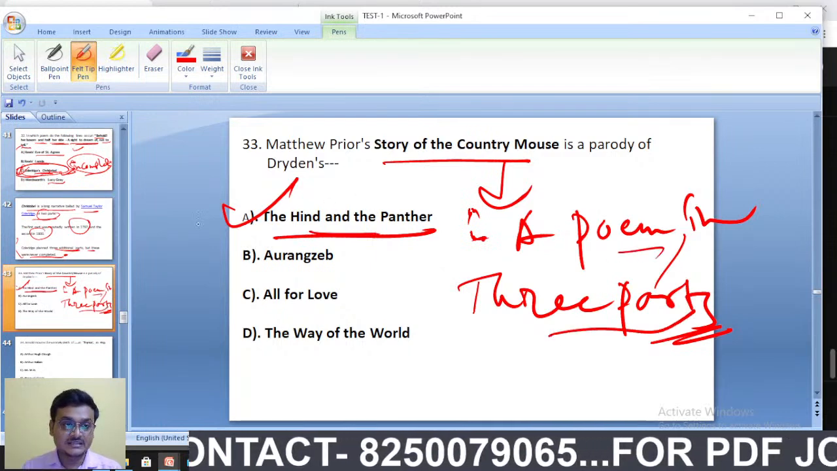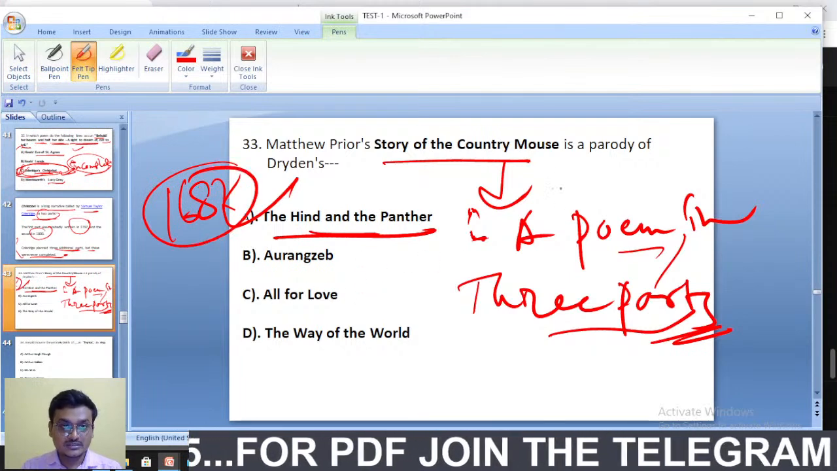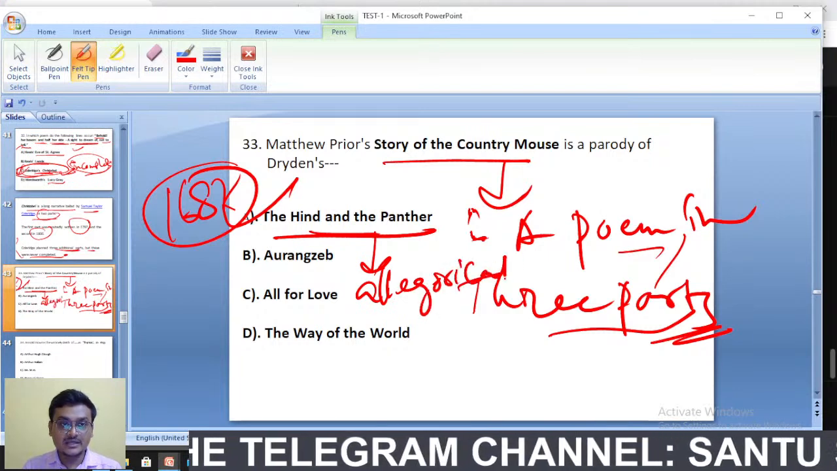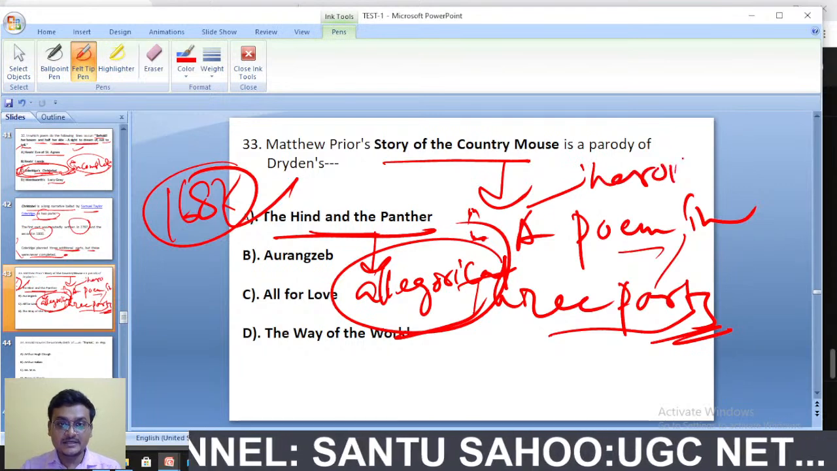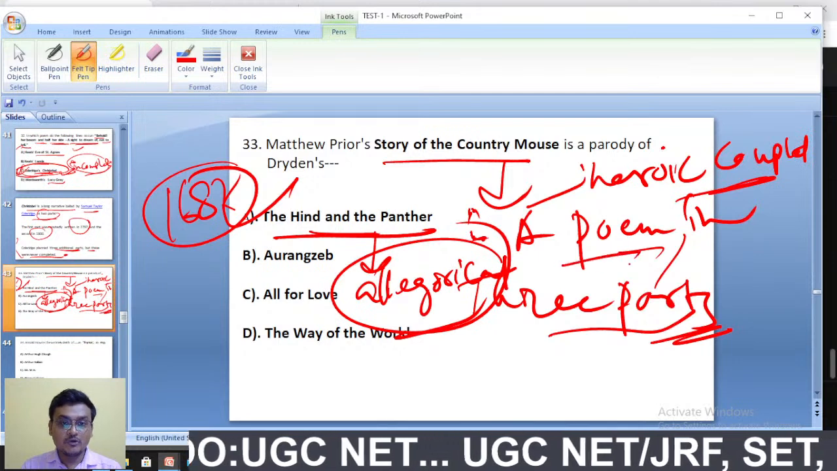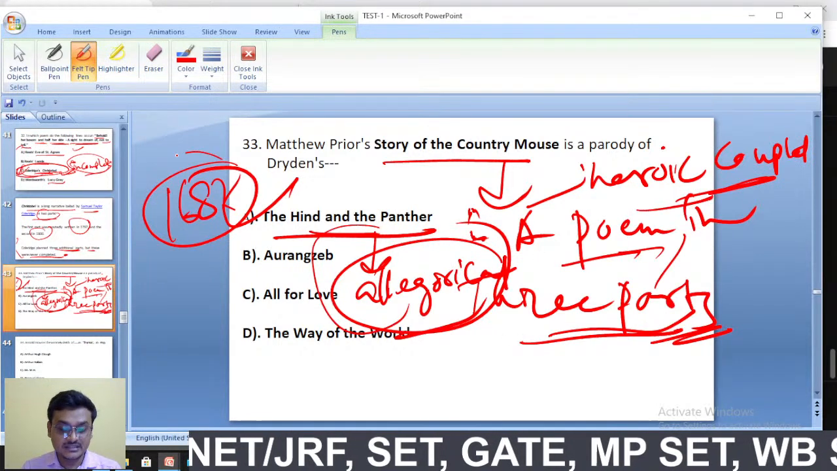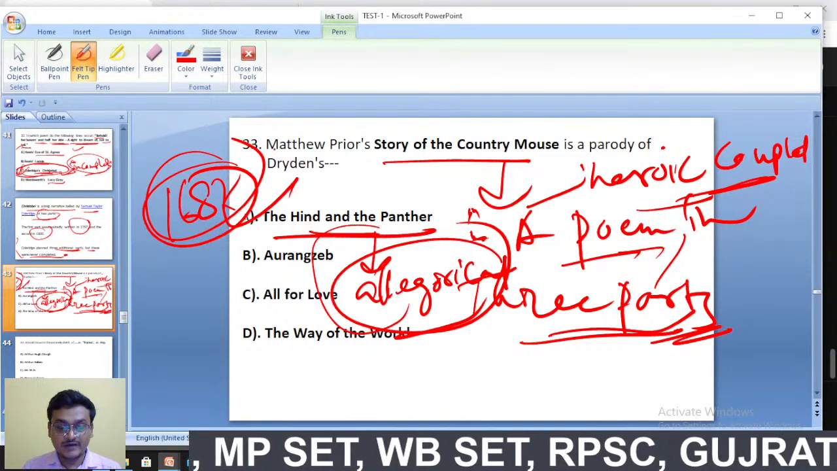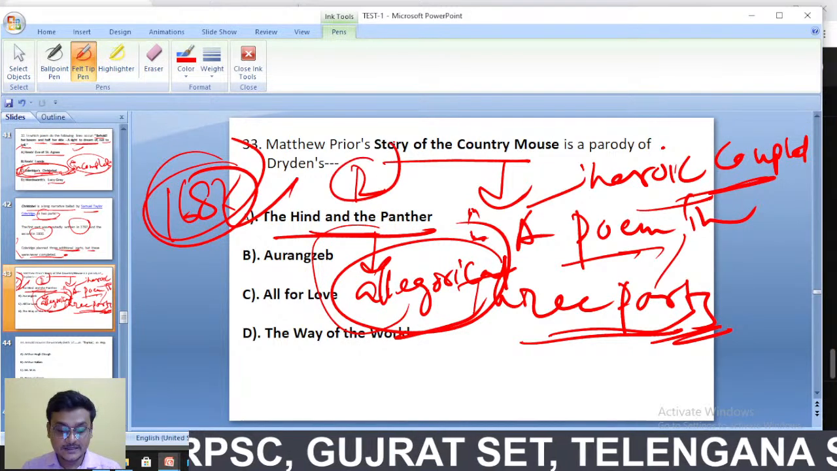Published in 1687. This is actually an allegorical work, and it was written in heroic couplets. A poem in three parts is the subtitle, it's an allegorical work in heroic couplets, published in 1687. Dryden is one of the finest Restoration writers.